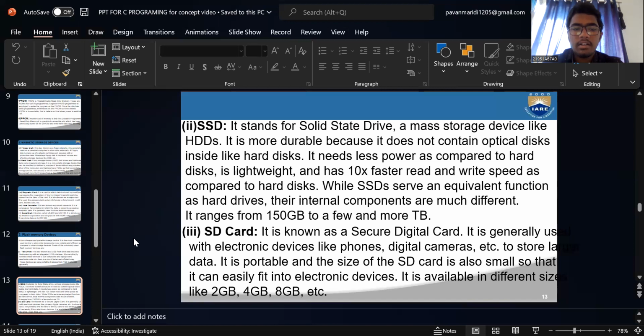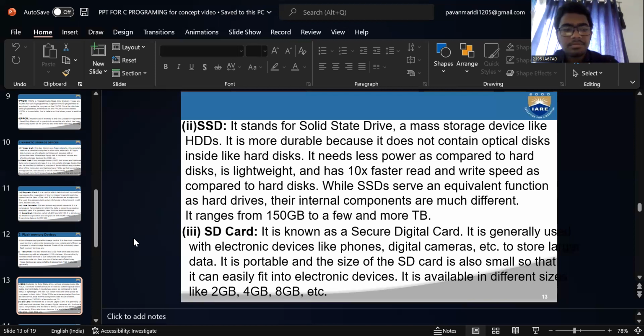SD card. It is known as secure digital card. It is generally used with electronic devices like phones, digital cameras, etc. to store the data. It is portable and the size of the SD card is also small so that it can be easily fit into electronic devices. It is available in different sizes like 2 GB, 4 GB, 8 GB, etc.